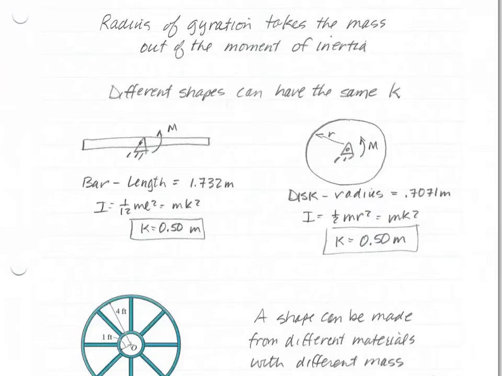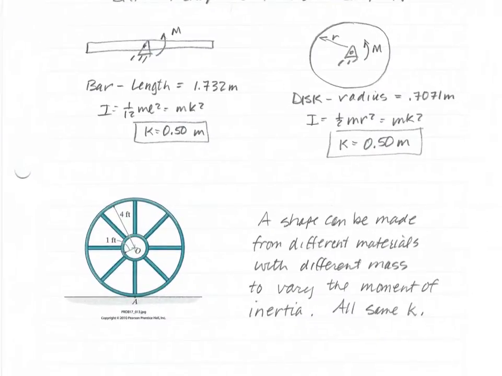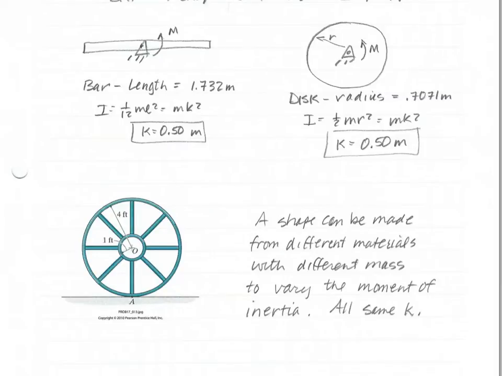All right. And a shape can be made from different materials with different mass to vary the mass moment of inertia. In other words, you can have one shape that looks like this with spokes in it, and you can make it out of different materials. You can make it out of aluminum, or steel, or maybe wood, all having the same k, but they'll have different mass moment of inertia with different material.